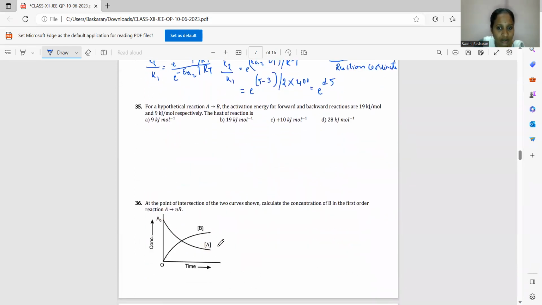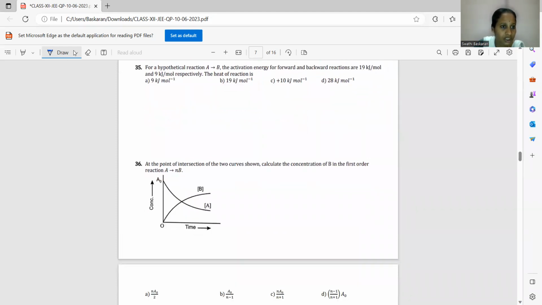Now let us take the next question. Once again, this is based on activation energy only. A hypothetical reaction has been given, A to B. The activation energies for the forward and backward reactions are 19 and 9, they are saying. What is the heat of the reaction, they are asking. So the forward and backward reaction activation energies are being given here.